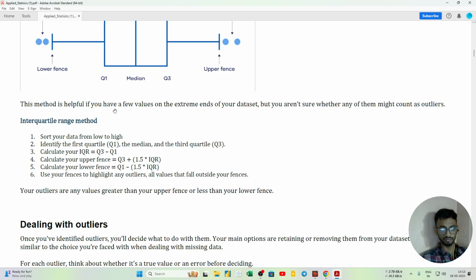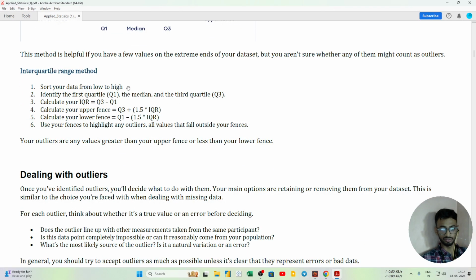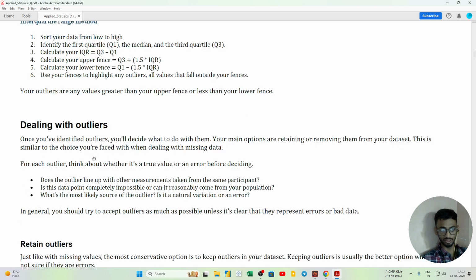How we can measure the interquartile range is, first of all, I have to sort the data in ascending order, from low to high, then identify the first quartile. We have to measure the 25th percentile, 50th percentile and 75th percentile. Then we calculate the IQR with this formula, Q3 minus Q1, and calculate the upper fence with this formula and the lower fence with this formula. Then any point above the upper fence and any point below the lower fence is called an outlier.